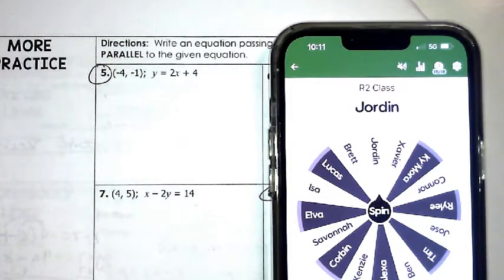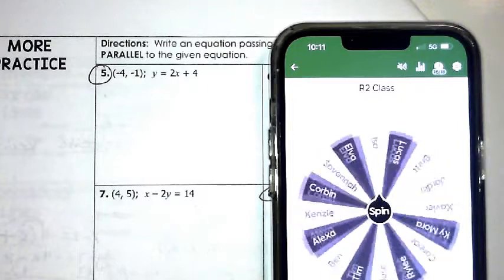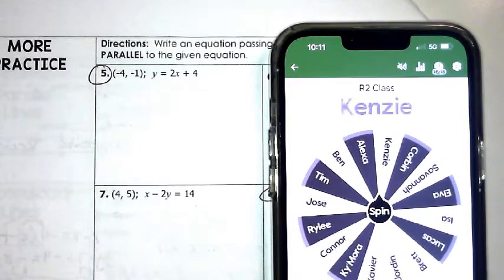Y equals 2x plus 7 is correct. Yay! Number 8. Kinsey! I bet Kinsey was over there. Please don't pick me. Oh, wait, let me scoot this up for you. There you go.